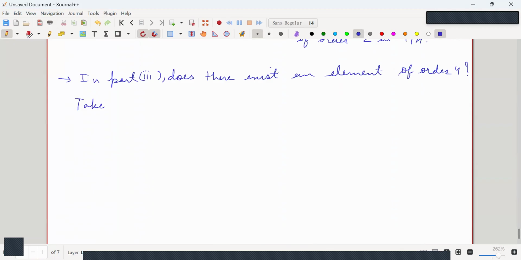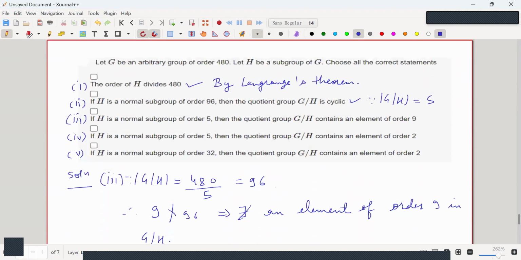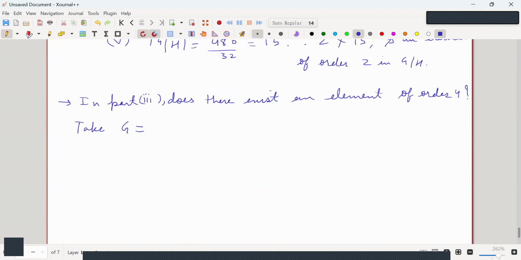Okay, so the best way to consider such examples is through direct products, because each component of the direct product is normal. So we need not check the normality. You just take some group of order 5, and order 5 has only one option, so you need to take Z5 only. Now you take a direct product with something which does not have an element of order 4 in it.